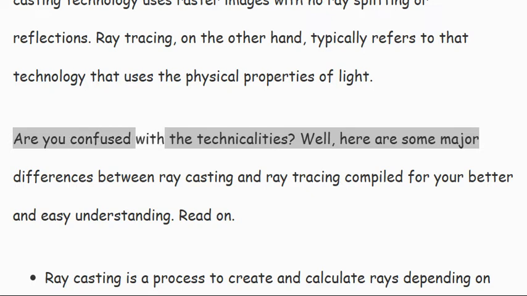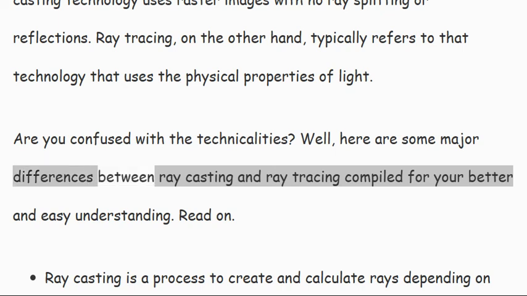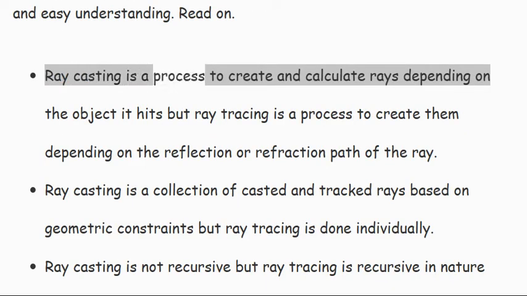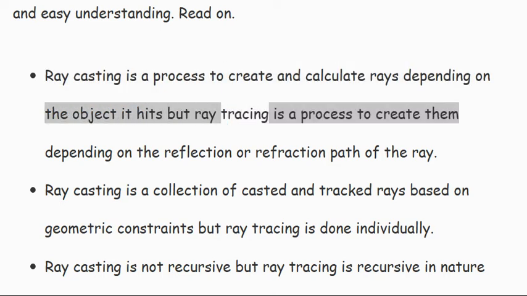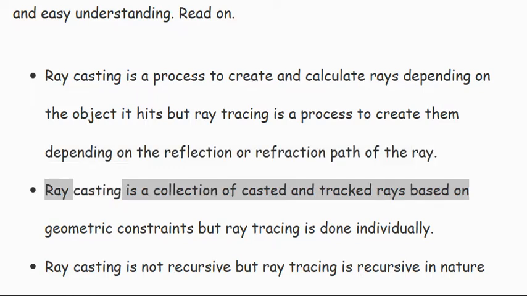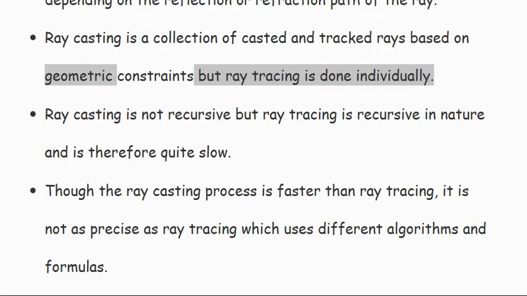Are you confused with the technicalities? Well, here are some major differences between ray casting and ray tracing compiled for your better and easy understanding. Read on. Ray casting is a process to create and calculate rays depending on the object it hits, but ray tracing is a process to create them depending on the reflection or refraction path of the ray. Ray casting is a collection of casted and tracked rays based on geometric constraints, but ray tracing is done individually.